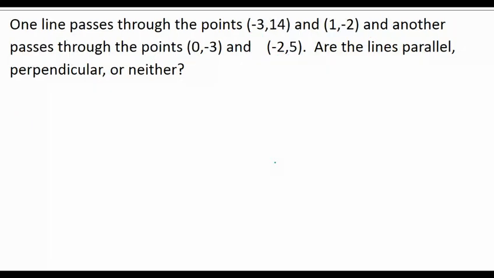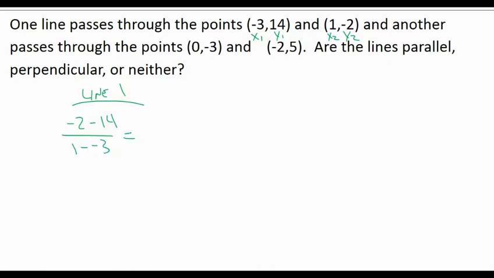One line passes through the points (-3, 14) and (1, -2). And another passes through the points (0, -3) and (-2, 5). Are the lines parallel, perpendicular, or neither? So same kind of question where we're going to find the slopes of each line. So I'm going to label my first line here, x1, y1, and x2, y2. So line 1, and it's going to be y2 minus y1, so -2 minus 14 over 1 minus -3.